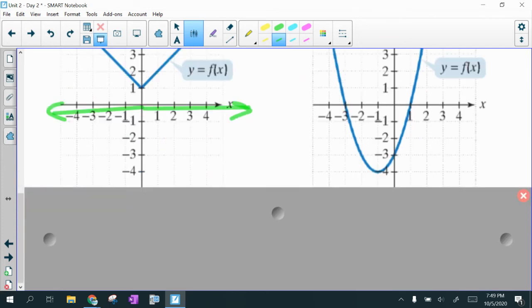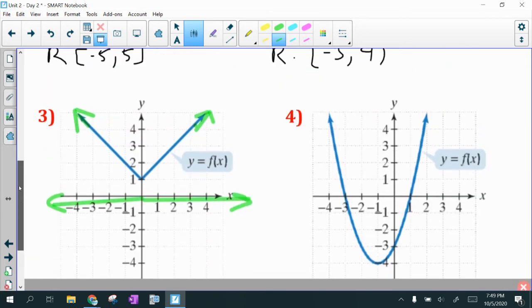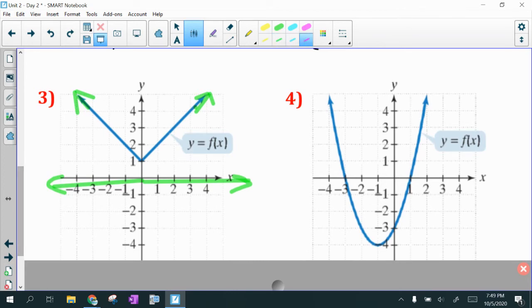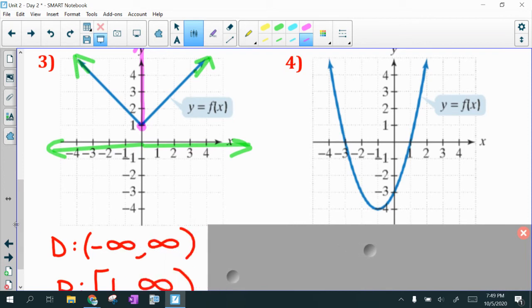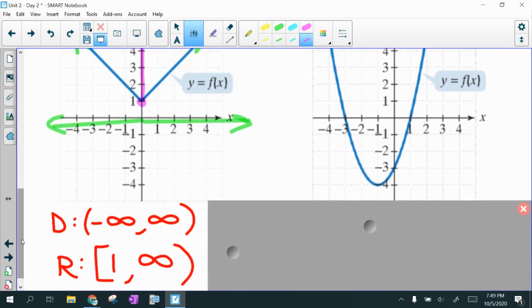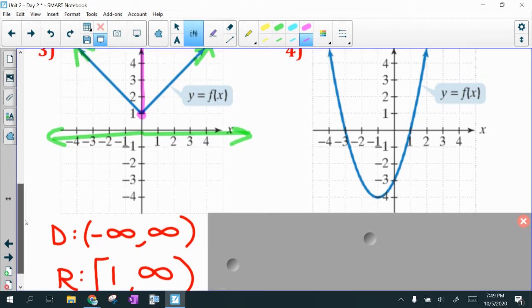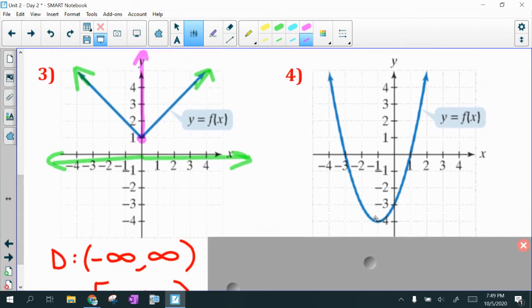But let's also take a look at my range. What is my lowest y coordinate here? Well, it looks like it has a y coordinate of 1, and then it just keeps going up. So when it comes to writing out my notation, I'm going to say my domain is from negative infinity to positive infinity, and my range goes from 1 to infinity. Okay, please take a look at this one and see how you would interpret that. Pause the video if you need to.